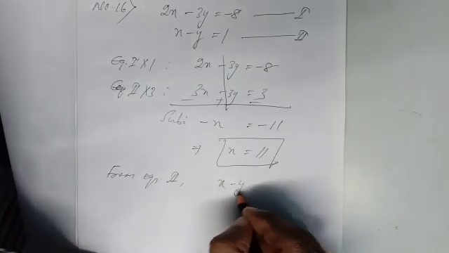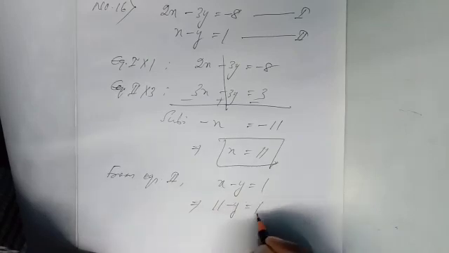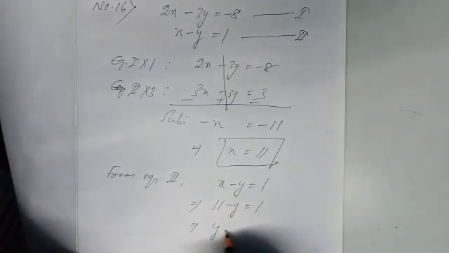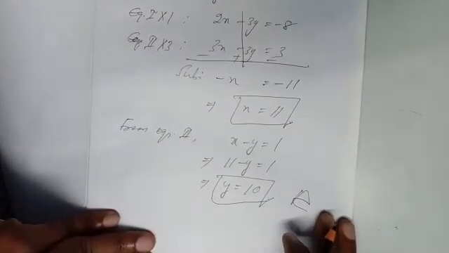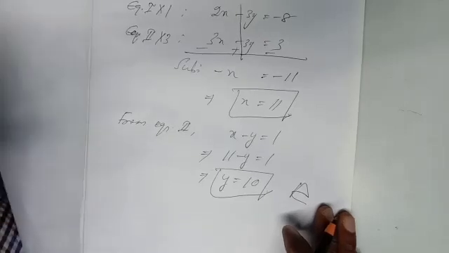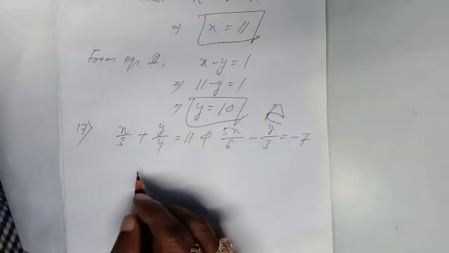x minus y is equal to 1 given. 11 minus y is equal to 1. Therefore, y will be how much? 10. This is the answer you are getting. And for question number 16, x is equal to 11 and y is equal to 10. Let us go to the next number. Next I am doing number 17.